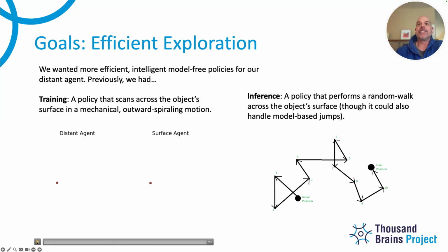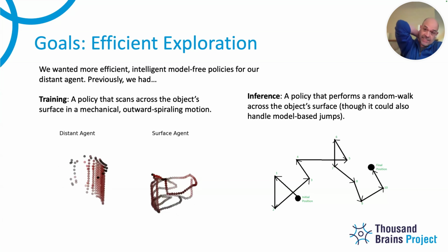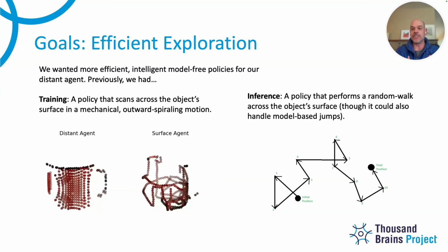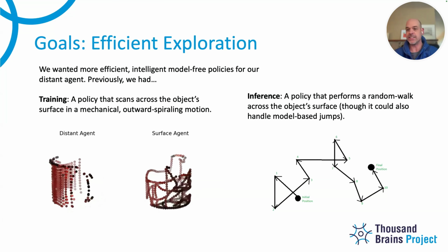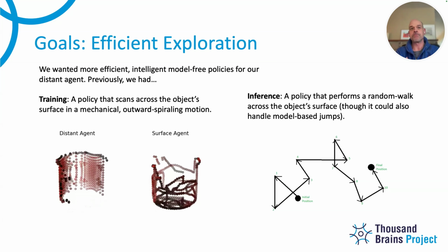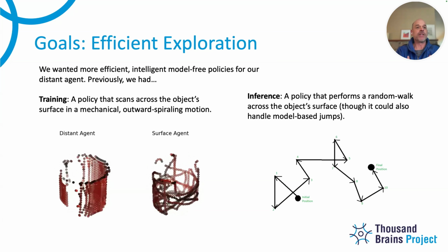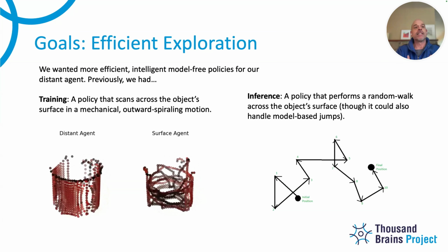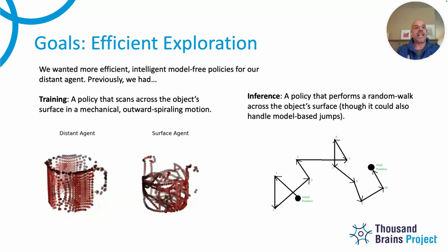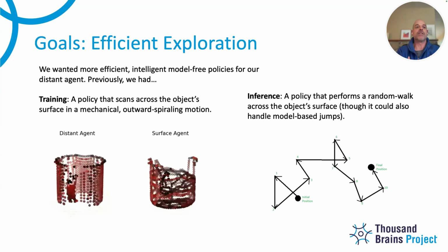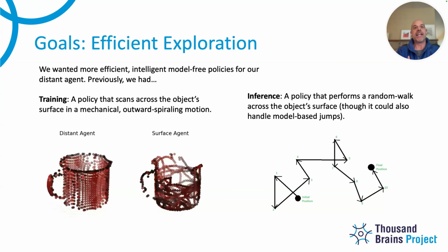When I started on this project, what we had for the distant agent was this kind of policy on the left, which is a scan. You can see it just doing this outward spiral scan, and it works well for getting good object coverage, but it's not exactly biological. It's also a uniform treatment of the object surface as a whole. So the idea was, can we move away from this and come up with a way to explore just the most distinguishing or informative features of an object?